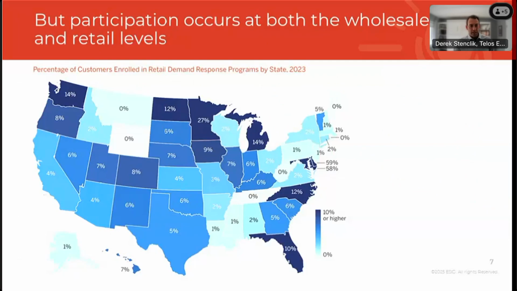Here's another view of that, looking at participation at both wholesale and retail levels. And again, this is looking at customers enrolled in retail demand response programs, so not necessarily directly offering into the wholesale market, but being provided into utility programs at the load serving entity at the retail level. And you can see a little bit different variation around that. But again, disparate. You see some states significantly higher than others, but again, on net, right around that 6, 7, 8% number.